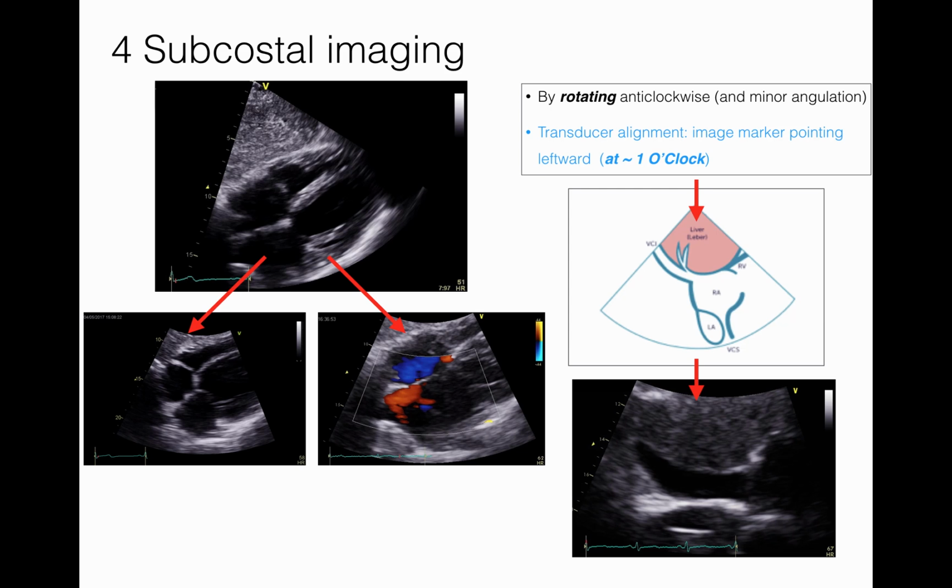A subcostal short-axis view is achieved by rotating the transducer anti-clockwise from the 4-chamber view until the image marker points leftward at about 1 o'clock. From this view, by angling the transducer slightly rightwards, the inferior vena cava can be imaged.